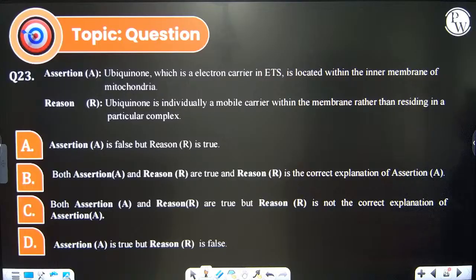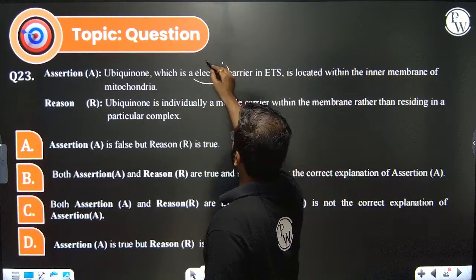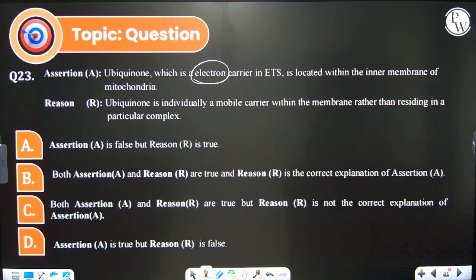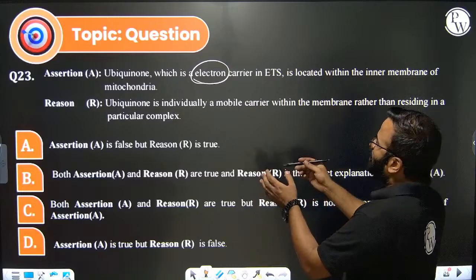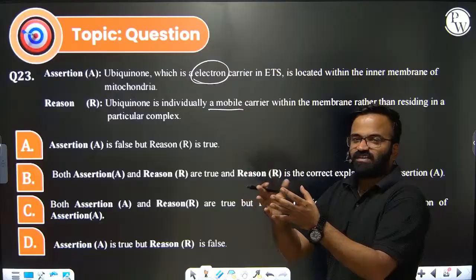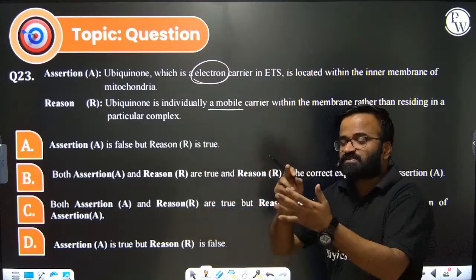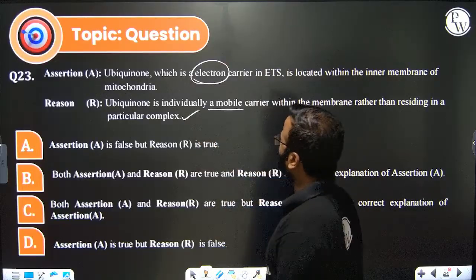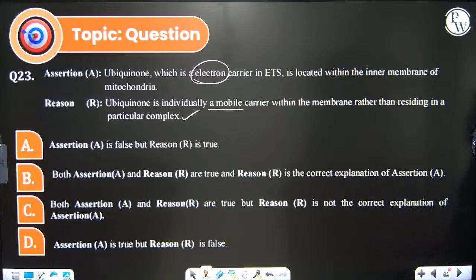Ubiquinone, which is an electron carrier in ETS, is located within the inner membrane of the mitochondria. Ubiquinone is not an electron carrier but rather a hydrogen carrier. So this would be wrong. Ubiquinone is individually a mobile carrier within the membrane rather than residing in a particular complex, which is true. Mobile means don't think it literally moves. What he meant is it is not an integral part of any of the complexes like 1, 2, 3, 4, and so on. So I would go with this as true. Then what will be our answer? The answer will be A.